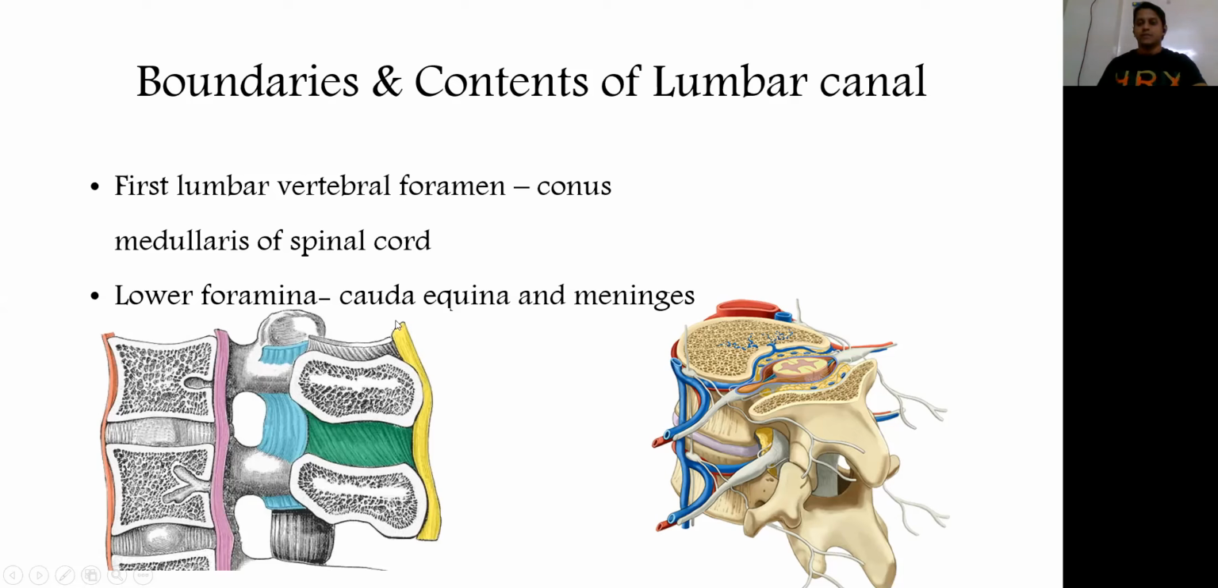The contents of this lumbar canal are the spinal cord and the cauda equina. The terminal end of the spinal cord, which is called the conus medullaris, is present at the first lumbar vertebral foramen. And in the lower lumbar vertebral foramen, you'll find the cauda equina. The other structures, surrounding the meninges, are the vertebral venous plexus with the longitudinal communications or anastomotic channels of the spinal arteries, and the fatty tissue along with the lymphatics.